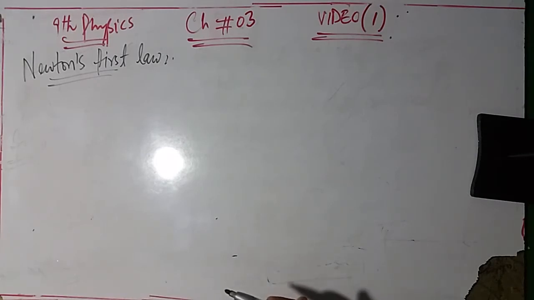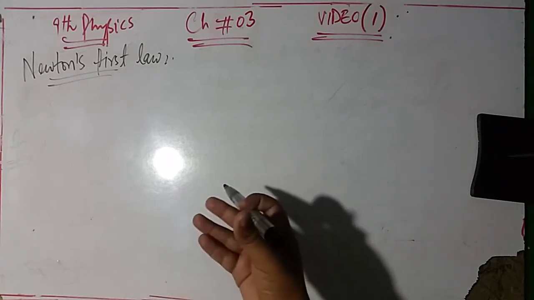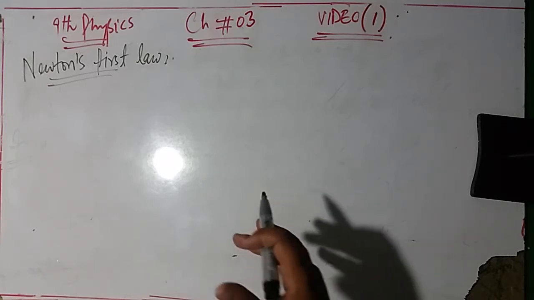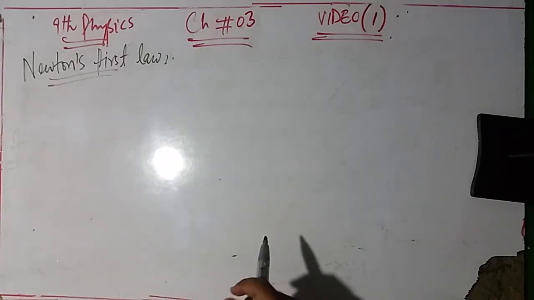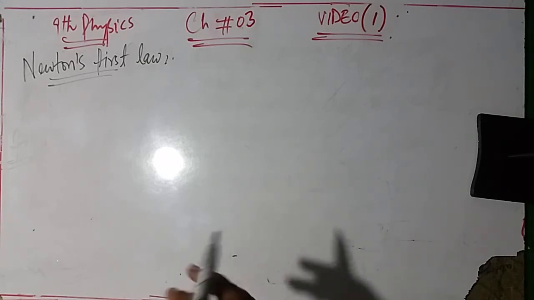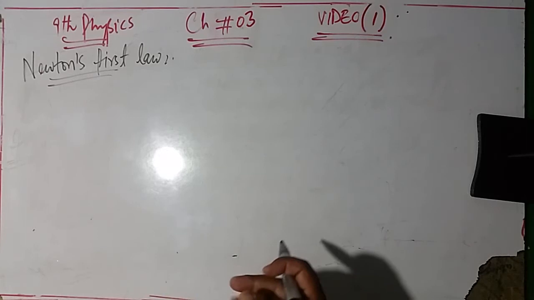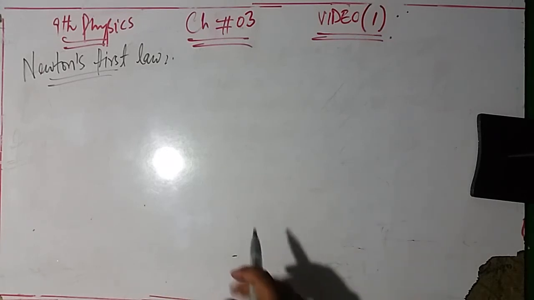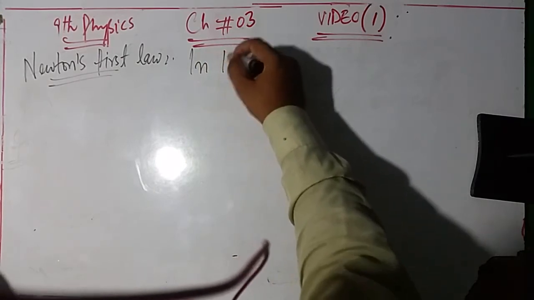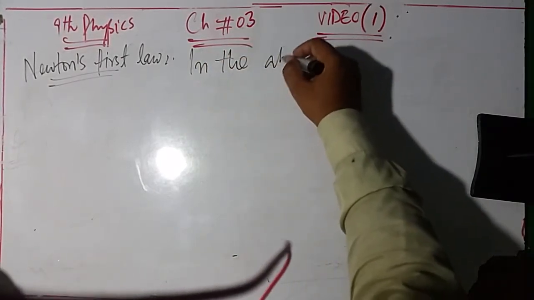It was presented by an English physicist, Sir Newton. This law describes the behavior of bodies in the absence of external force. The speciality of this law is that it describes the behavior of moving and resting or static objects in the absence of external forces.